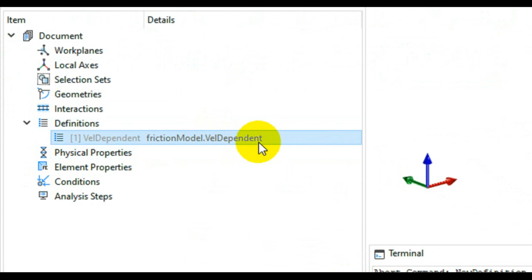At the end of these definitions for the friction models, I will do a comparison in a detailed way.